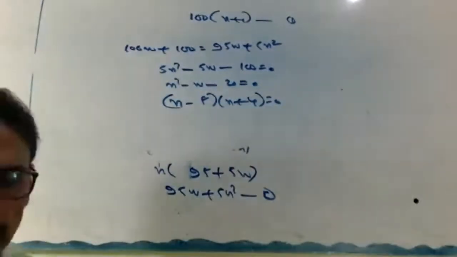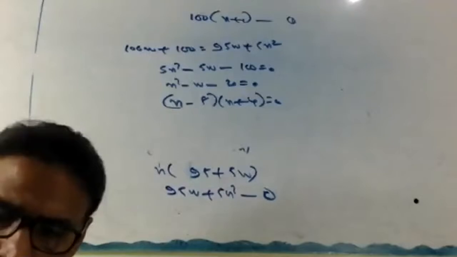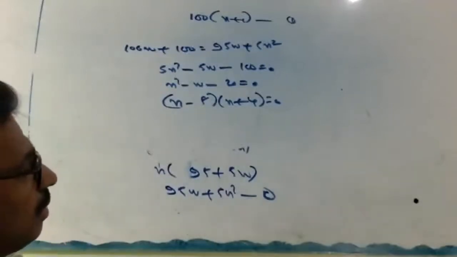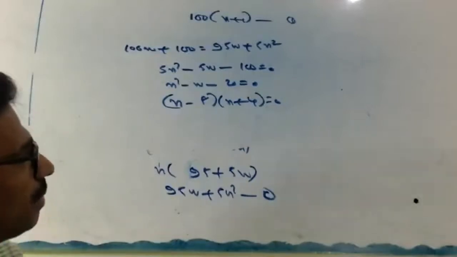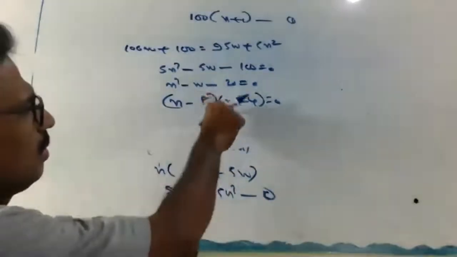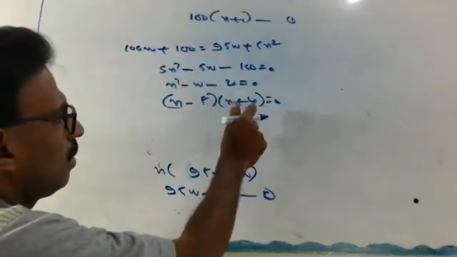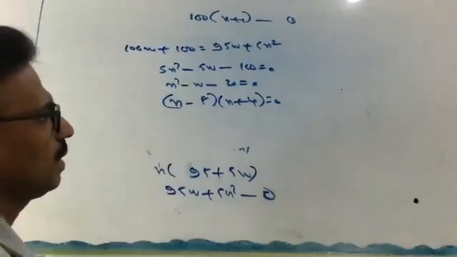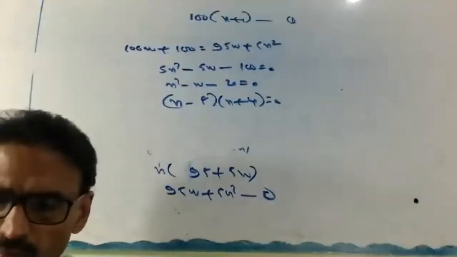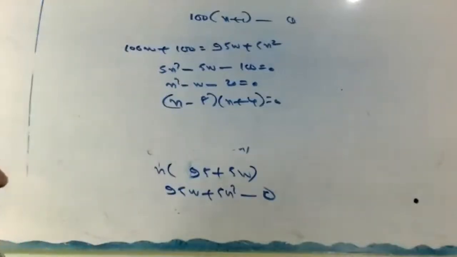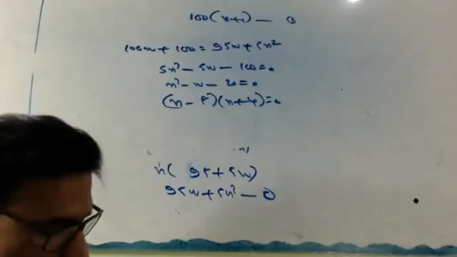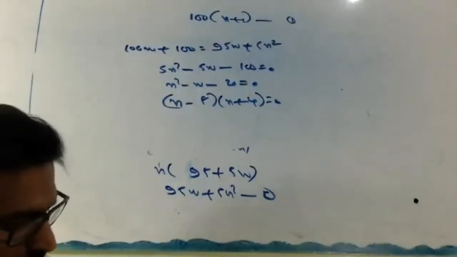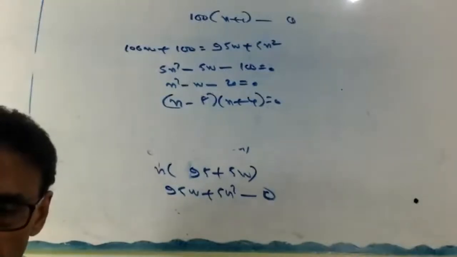So n equals 5. Time cannot be negative, so n equals minus 4 is rejected. Correct or no? So that means n equals 5. That means after 5 minutes, police catch the thief. Okay, is it okay now?